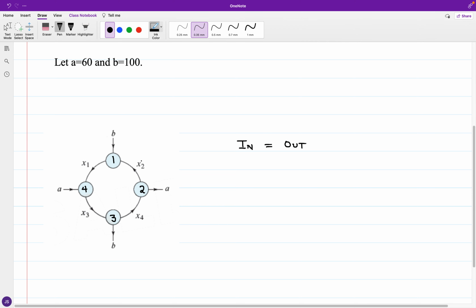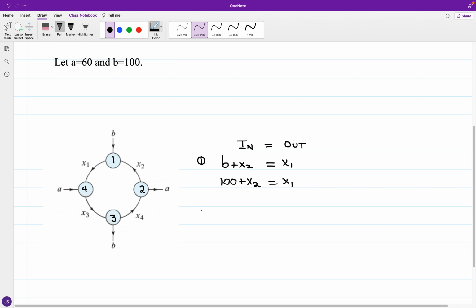In the case of juncture 1, if you notice by the arrowheads here, b and x of 2 are going in, whereas what is going out is x of 1. Again, b is at 100. So 100 plus x of 2 is equal to x of 1.